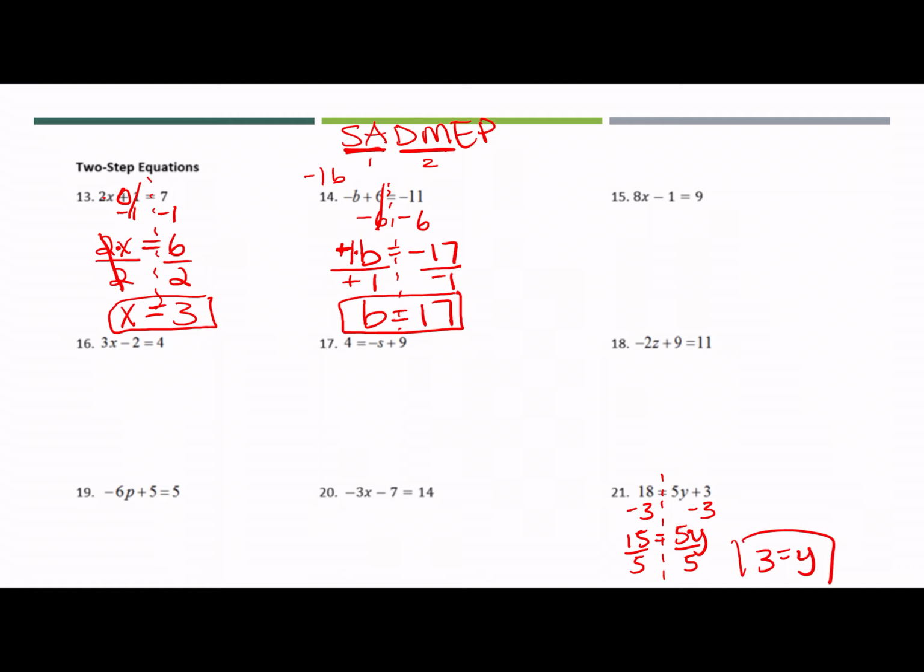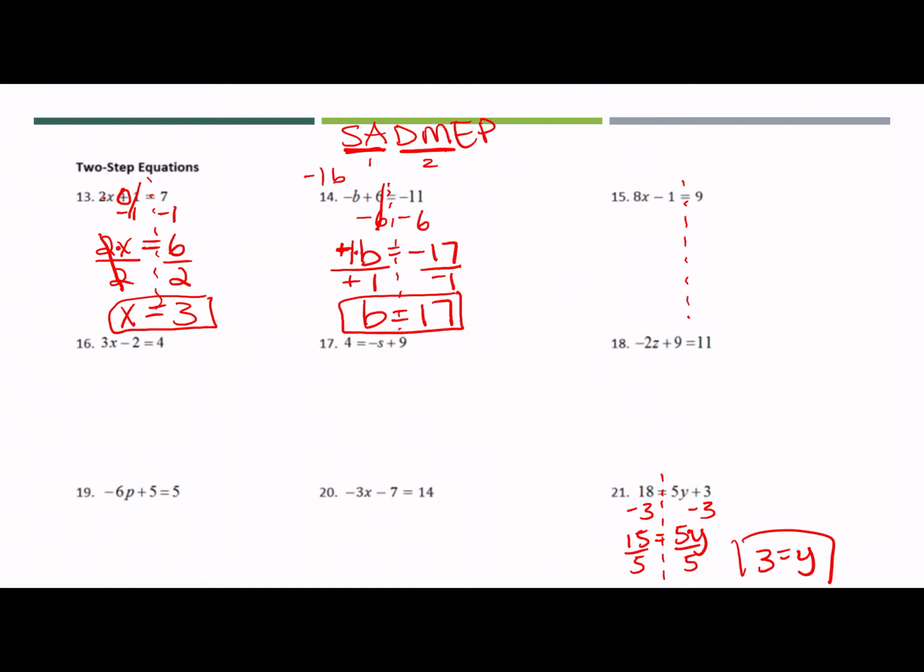So just like before, same thing. It doesn't matter if the variable is on the left-hand side or the right-hand side, it's all the same. Okay? Now I'm going to do one more problem with you. I just want to look really quickly at number 15. So 8x minus 1 is equal to 9. I'm going to get you started on this one.